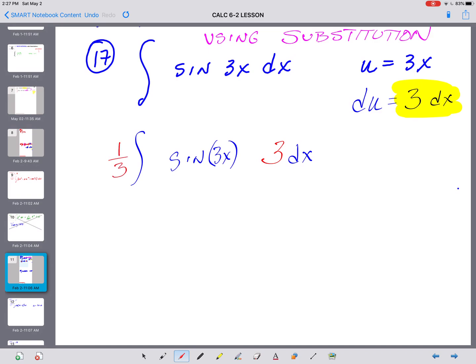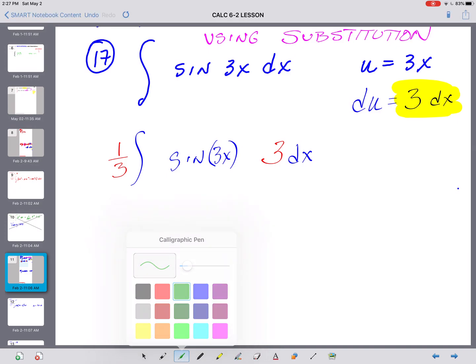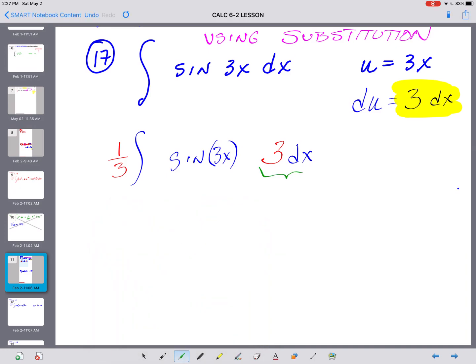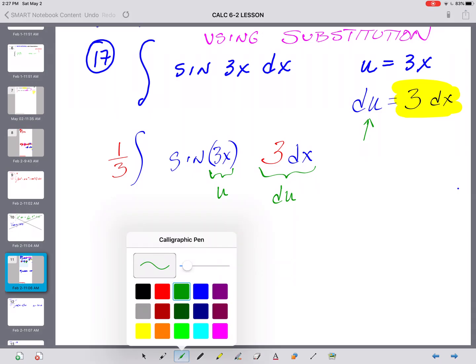There we go. Now, let's do the substitution. In place of the 3dx, what's going there? Yeah, right there, the du. In place of the 3x, what's there? Oh, that's the u. So here it is. This is what it looks like now.